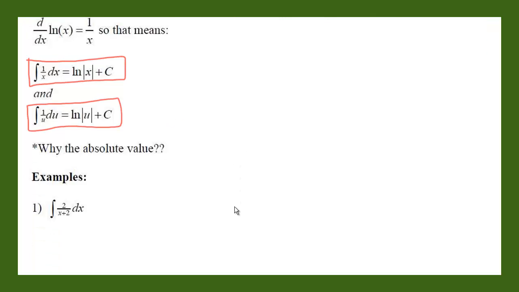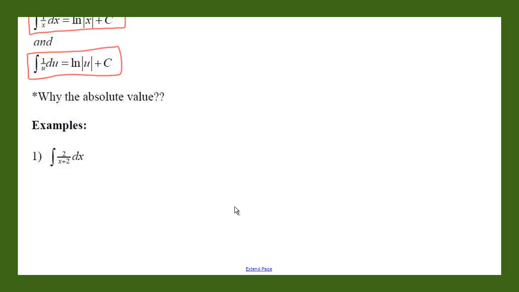Let's look at some of these examples. For right now, on these basic examples, all you want to do is use the strategy of getting the integrand into one of the two forms, 1 over x or 1 over u. For example 1, we have the integral of 2 over x plus 2. This is not in the form of 1 over x, but it could be in the form of 1 over u. So if we let u be x plus 2, using u substitution, du is the derivative of u times dx, so that's just 1 dx.